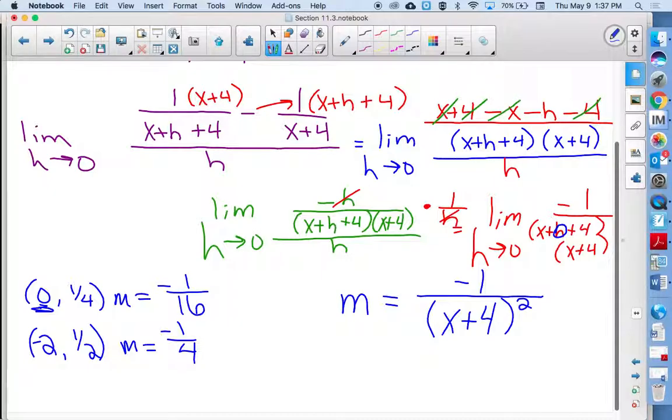Questions? Are there other questions from the homework you wanted to talk about? Bridget? Number 15? So that was the 4 over x function.